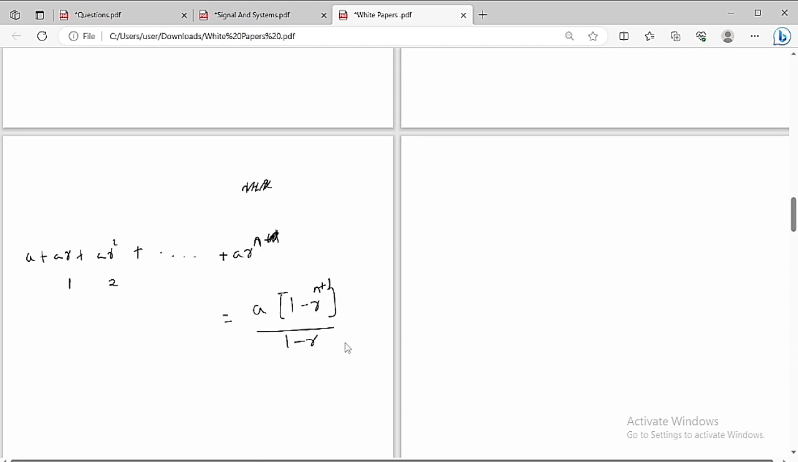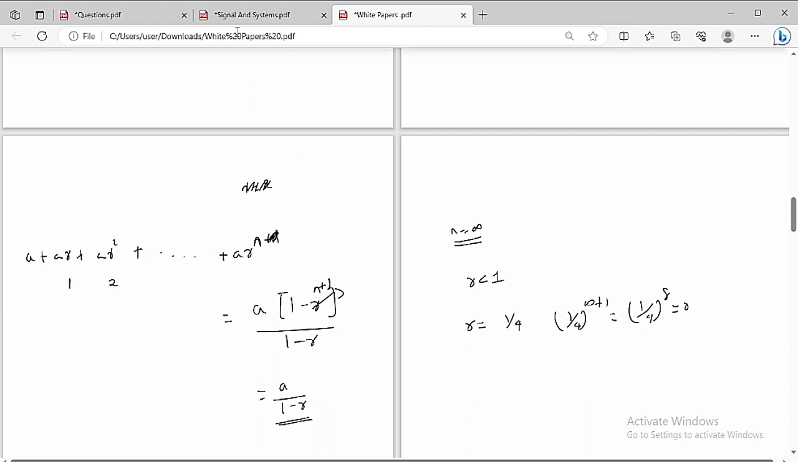Suppose this N is equal to infinity, then what is going to happen? N is equal to infinity and the magnitude of R is less than 1. Let me take R equal to 1 by 4 and N equal to infinity. So 1 by 4 to the power of infinity plus 1; 1 by 4 to the power of infinity is equal to 0, and this value is going to become 0. So we are going to get A by 1 minus R. That is the result. So A plus AR plus AR square up to infinity converges to A by 1 minus R only when the magnitude of R is less than 1.